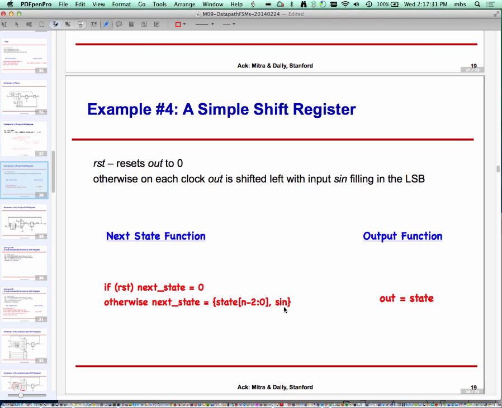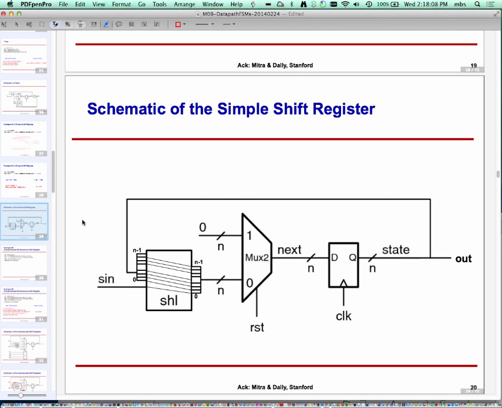So this notation is basically saying take the lower n minus 1 bits of the current contents of the state register and then append to it, at the least significant bit position, whatever the value is on SIN, and that new n-bit entity is what I'm going to feed into next state. So that's the effect of that shifting while SIN comes in. It's really a sort of wiring operation, as we have often seen.